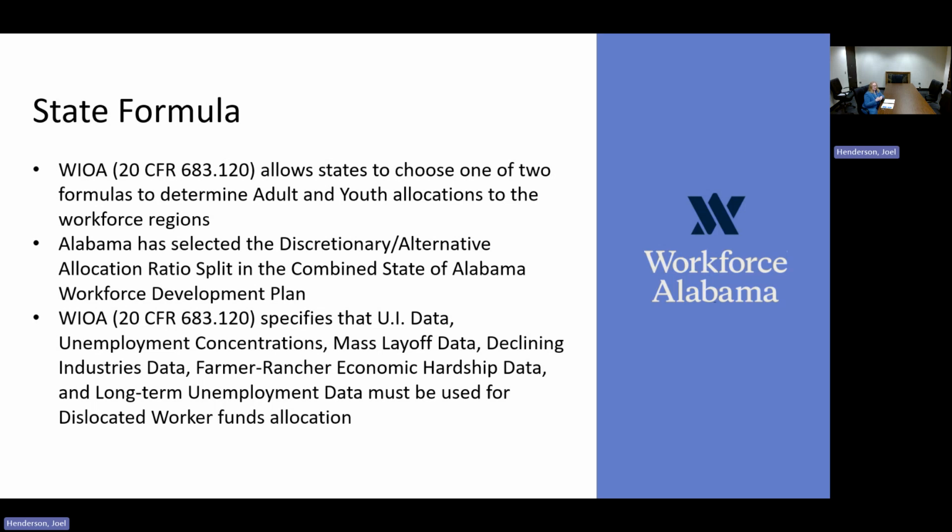Our state has chosen the alternative allocation formula, and that is in our combined State of Alabama Workforce Development Plan. The plan is for 4 years. We did recently turn in the required 2-year modification to that plan, so the next time we would look again at what type of formula we want to use would be in 2 years. Also for dislocated worker, the law specifies certain data that we have to pull and put into that formula, and you can see them listed there.